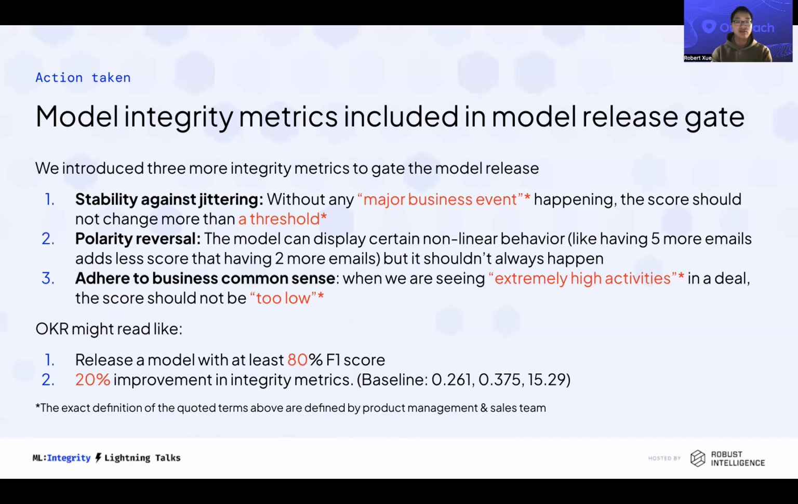We also want to adhere to business common sense. In the example of having high activities in a deal, we prefer the score to be higher than lower because this is what humans normally would expect. And we don't want our score to present drastically different conclusions without concrete evidence behind that. So now with these improvements, our new goal becomes releasing a model that not only meets the F1 score bar, but also needs to demonstrate certain integrities.